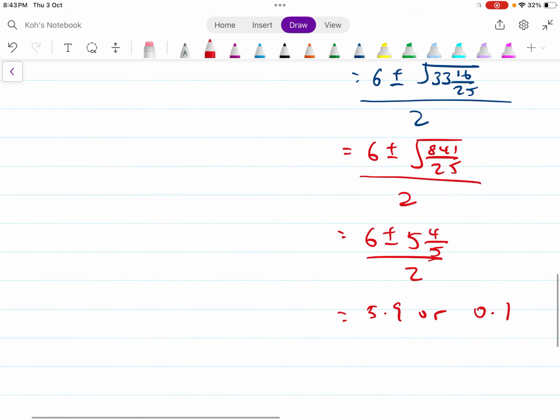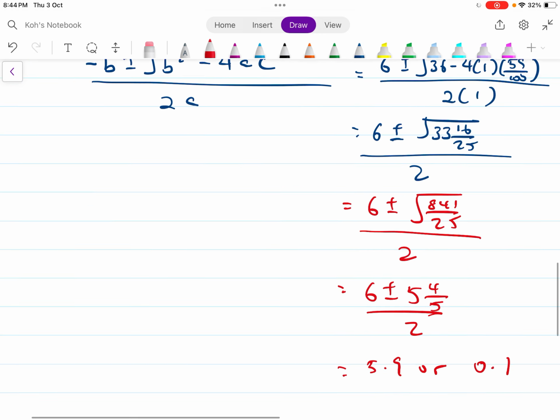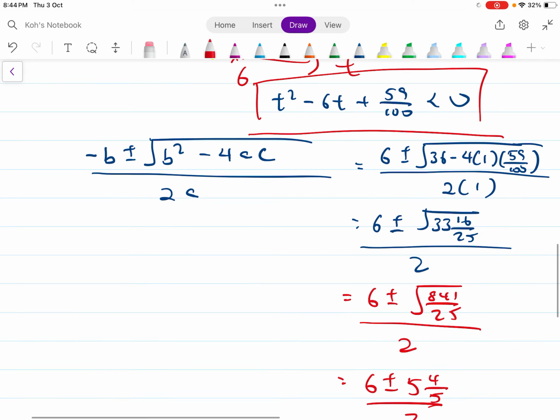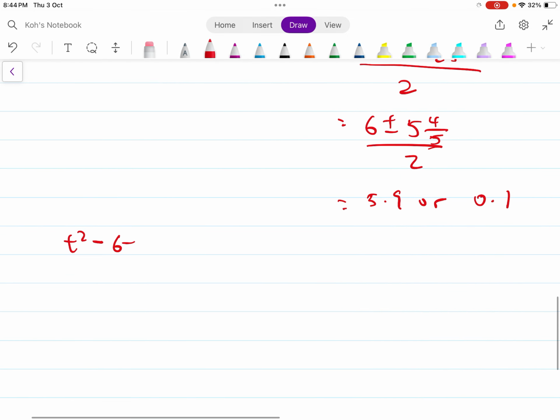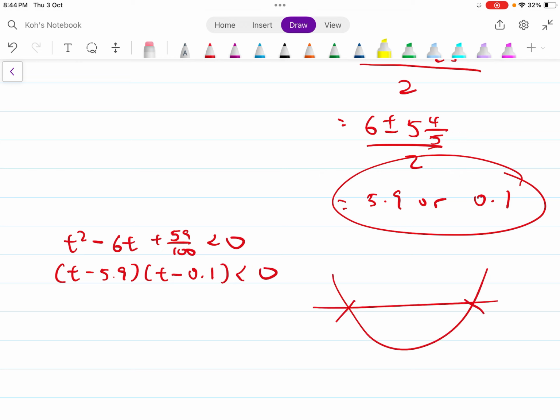So I solve for t. For example, I go back to the equation that I formed, hopefully I didn't make any careless mistake. So t squared minus 6t plus 59 over 100 less than 0. Because I solved already, I simply put it down: t minus 5.9, t minus 0.1, less than 0. Then you draw the happy face. So it's like that, meaning it's from here to here because it's less than 0. This is 0.1 second, this is about 5.9 second. So the time that we are looking at is 0.1 all the way to 5.9.